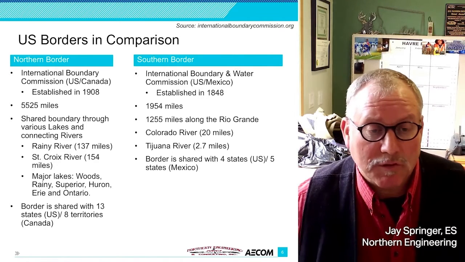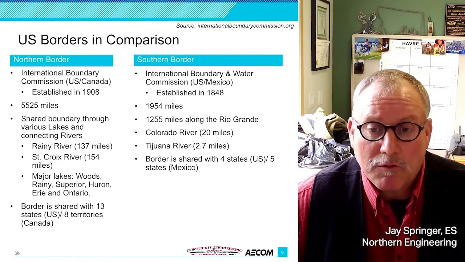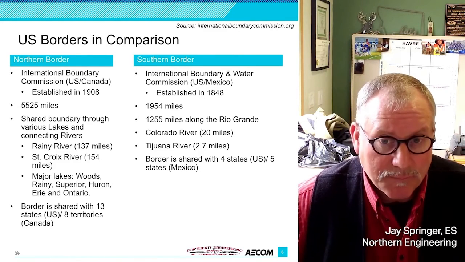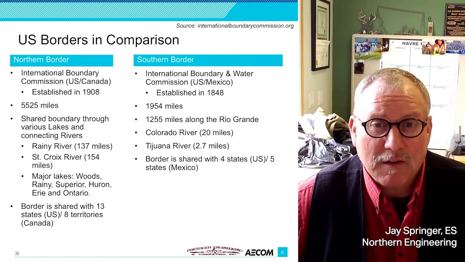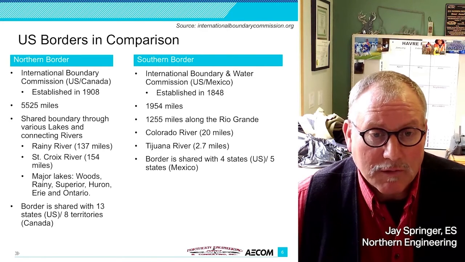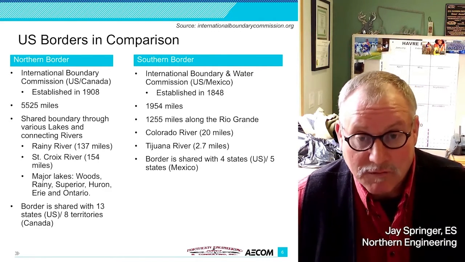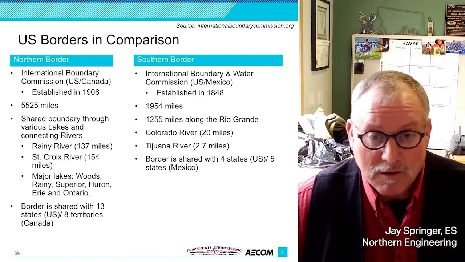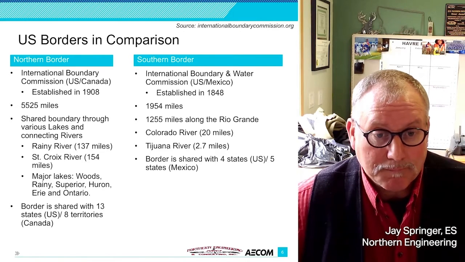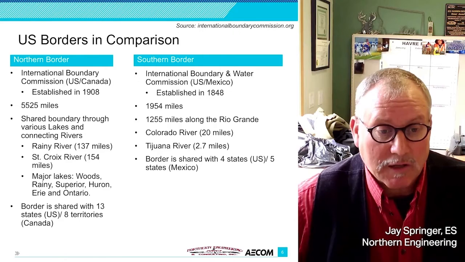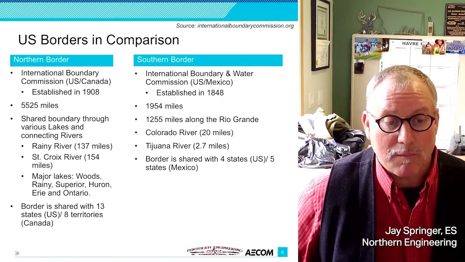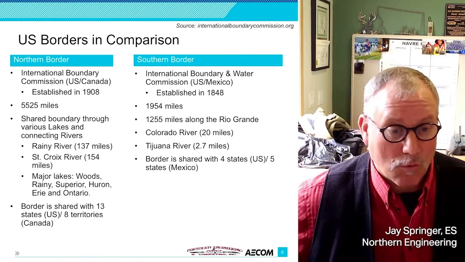And so that was established in 1908. As we saw, the International Boundary and Water Commission is U.S. and Mexico, and that was established in 1848. So a lot of the same functions, a little bit different name. We have 5,525 miles along the U.S.-Canadian border. We have a whole bunch of it right here in Montana, about 700 miles of it. And they have 1,954 down south. We share various lakes and connecting rivers. I'm not going to go through each one of those, but you can see the differences in the amount of shared border and shared water.